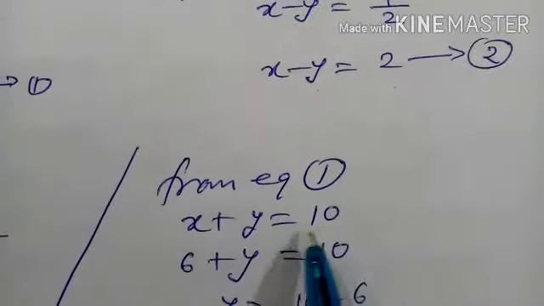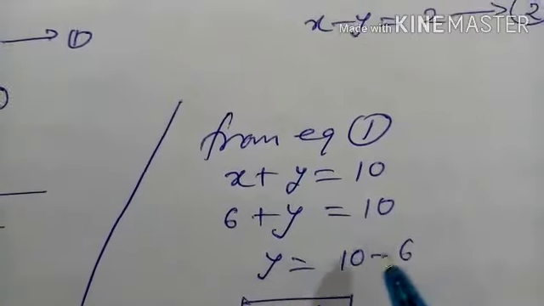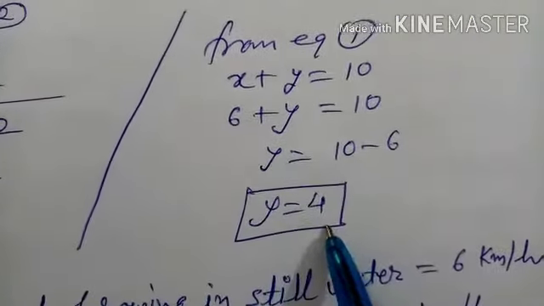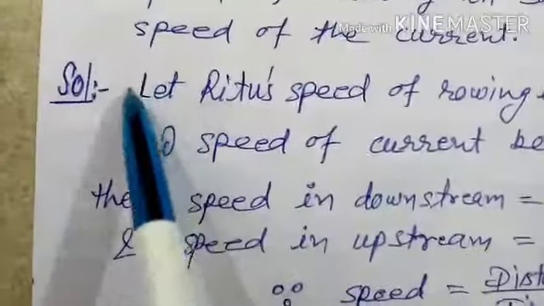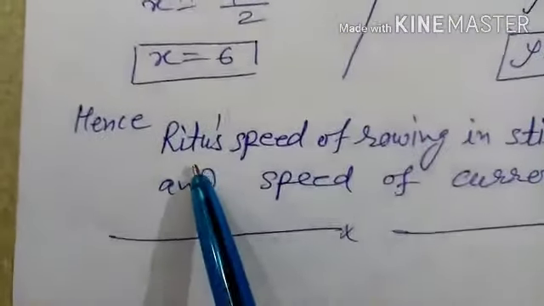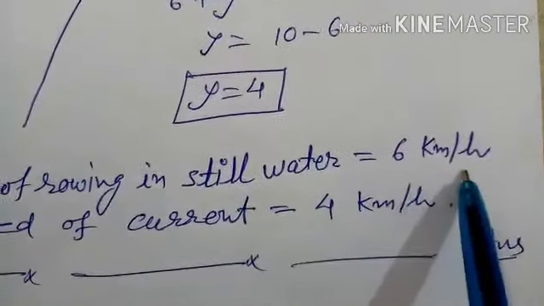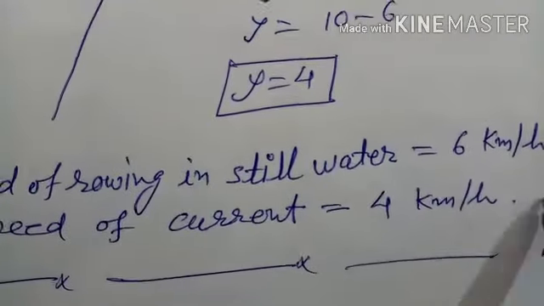Now put this value in equation number 1. Equation number 1 is x plus y is equal to 10. In place of x write 6, and transfer 6 to the right side. So y is equal to 10 minus 6, that is 4. This is the speed of current. So in place of 'let', write 'hence'. Hence Ritu's speed of rowing in still water is 6 km per hour, and the speed of current is 4 km per hour.